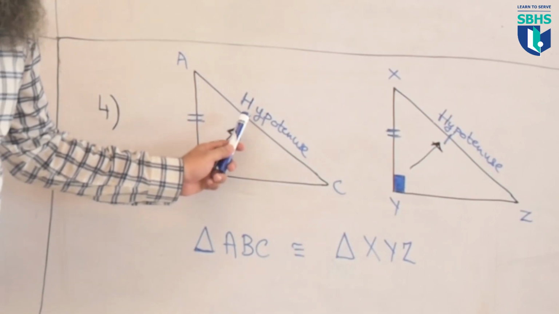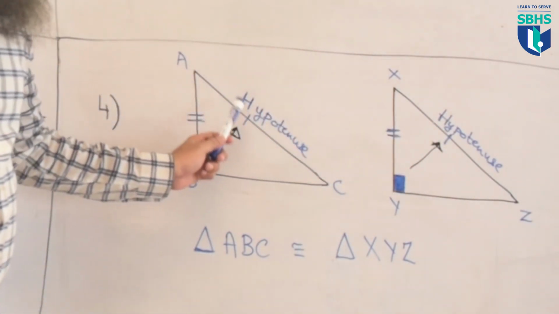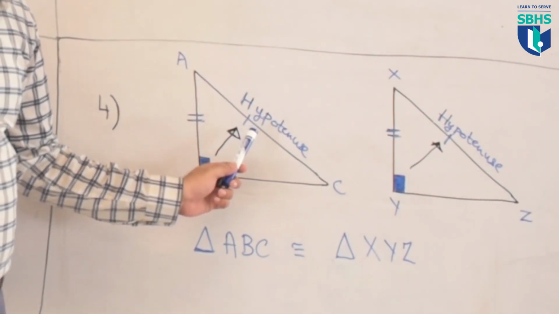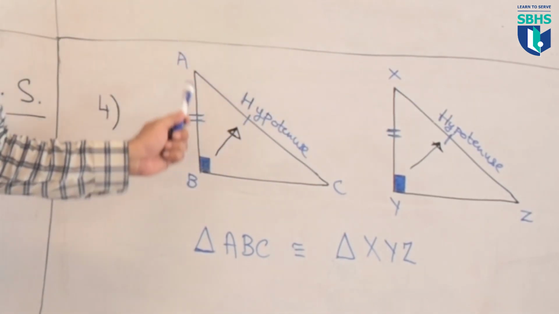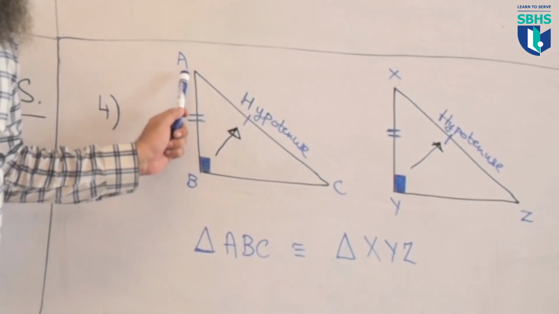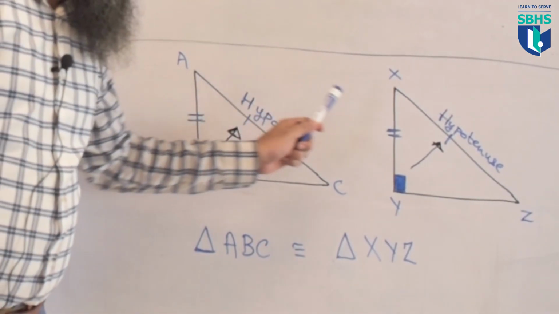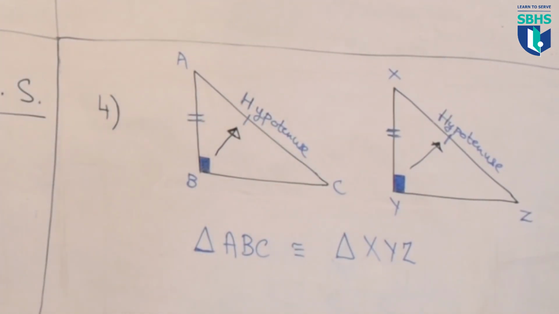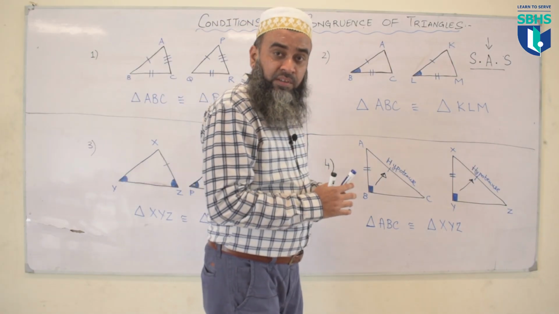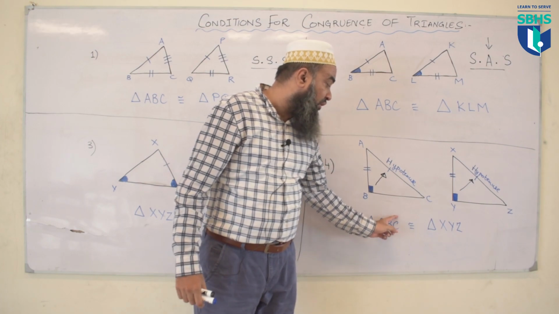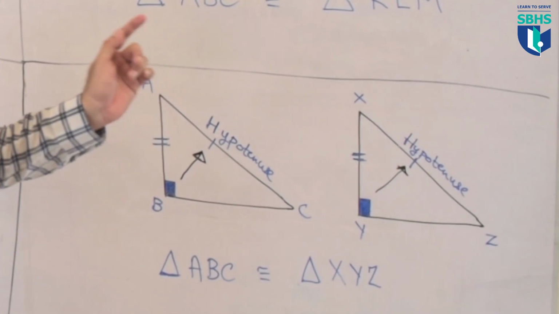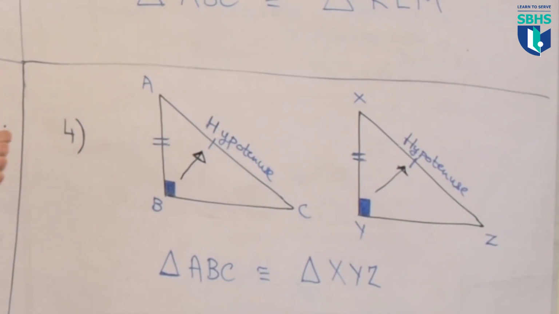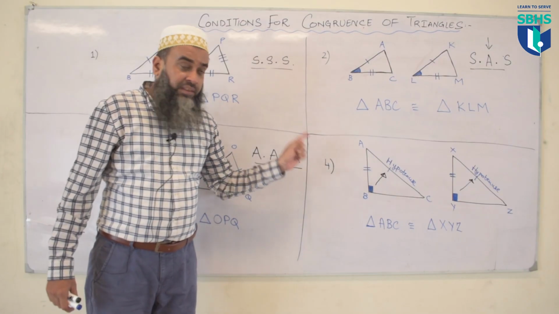So in both the triangles, the hypotenuse is also congruent. This is a right angle triangle, and with that another side, which is this one, AB and XY in both the triangles, they are also congruent. So when this condition arises, we can say that both the triangles, in our case triangle ABC and triangle XYZ, are congruent. So now let's determine the theorem for the congruence of triangles for this condition.